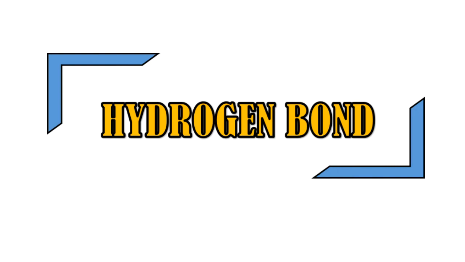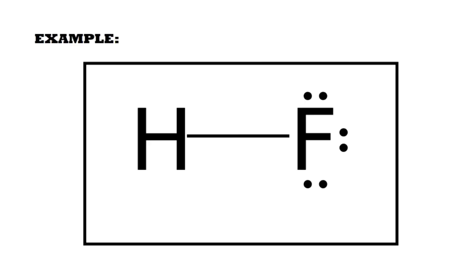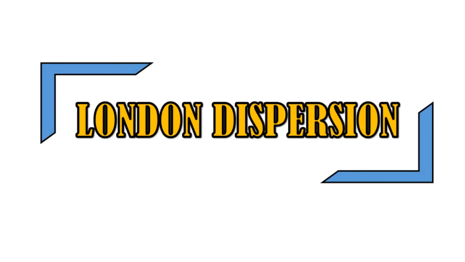Hydrogen bond. Hydrogen bond is a special type of dipole-dipole interaction that exists in polar molecules that contain a hydrogen atom covalently bonded to highly electronegative atoms such as fluorine, nitrogen, and oxygen. One example is hydrogen fluoride, where hydrogen is combined with fluorine. Another example, the 4 nucleobases in DNA and RNA, such as cytosine, guanine, adenine, and thymine, also consist of a hydrogen bond.